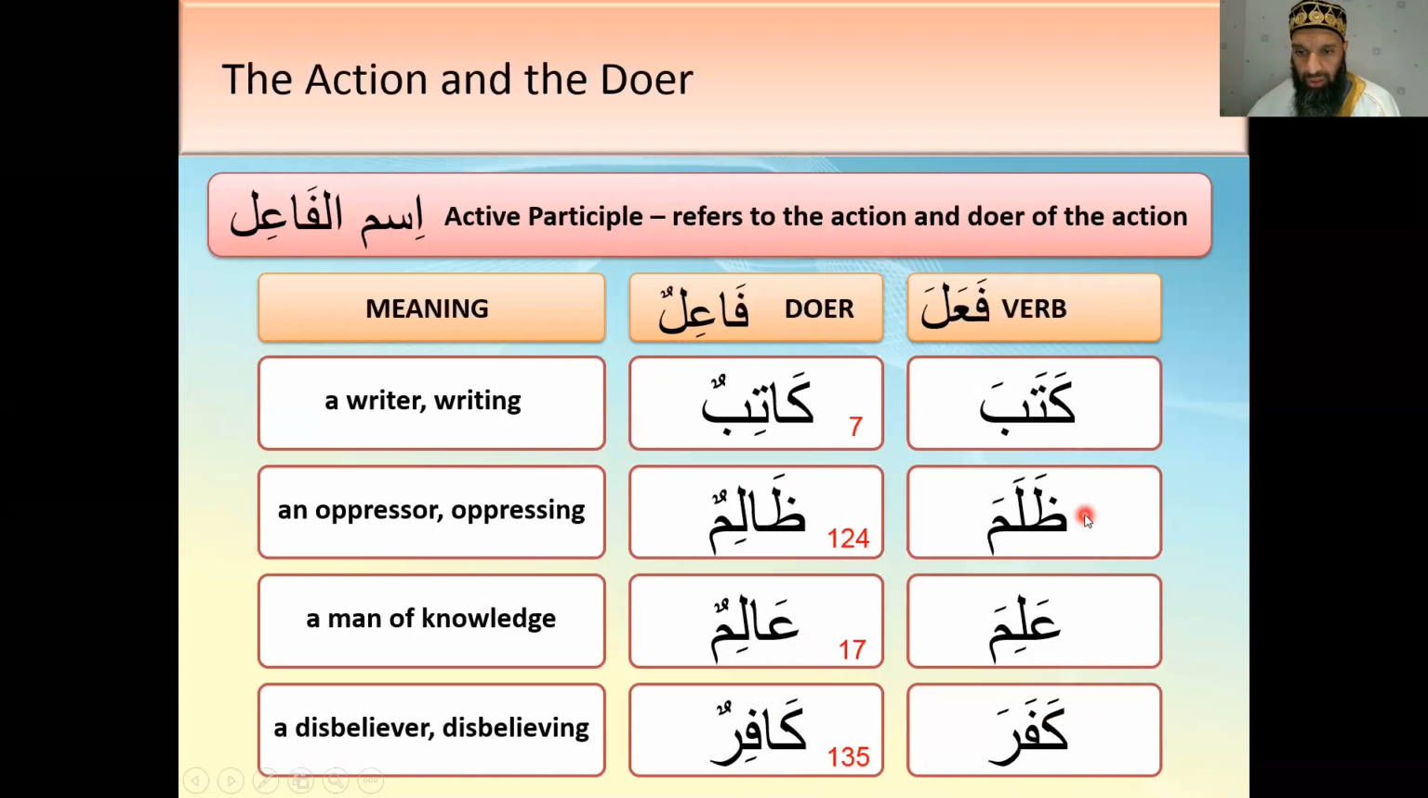So, raja'a means to return. Raji'un means returner, the one who returns. Dhakara means to remember, he remembered. Dhakirun means rememberer. So you might know Dhakir Naik, for example, might want to remember it this way. Dhakir, his name means rememberer from Dhakara, which means to remember. So Dhakir means the one who remembers, right?